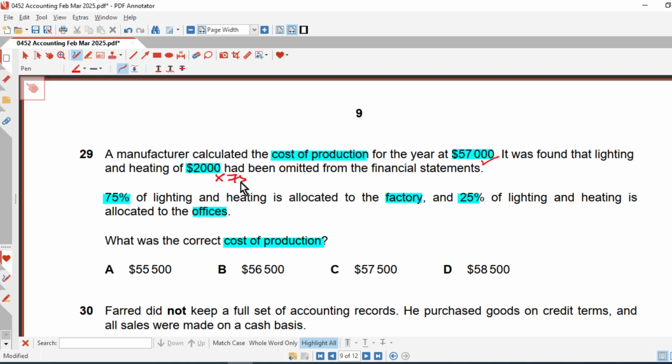So 75% goes to the factory. That's what I'm taking in because that's production costs. Anything relating to the offices or relating to sales are basically non-production overheads. So we never include them in. So 75% is 1,500. So I'm going to add 1,500 to the cost of production to arrive at 58,500. Simple as that. As easy as 1, 2, 3.